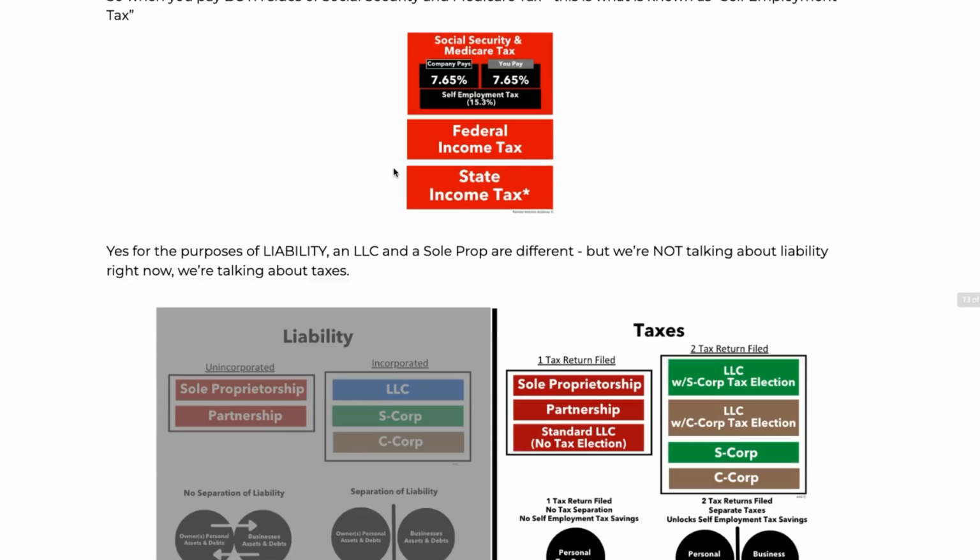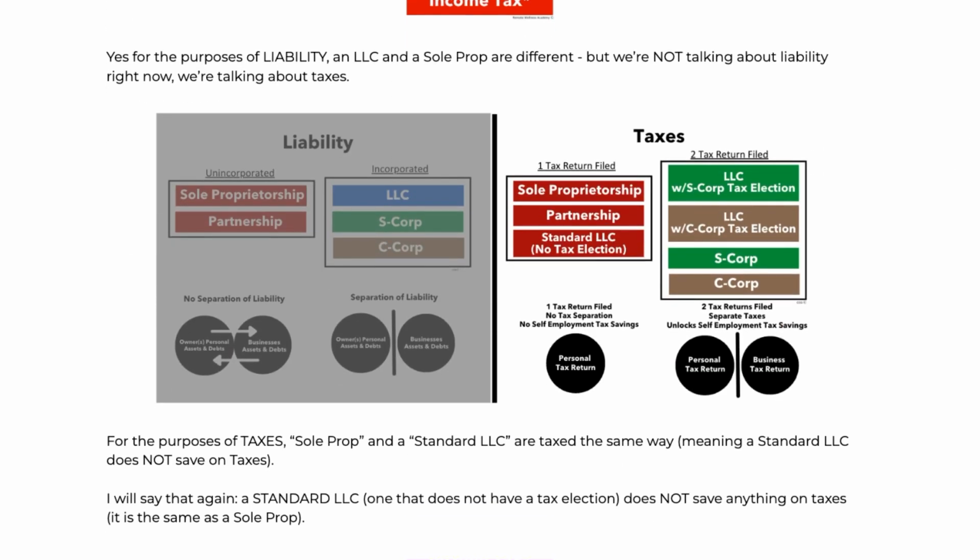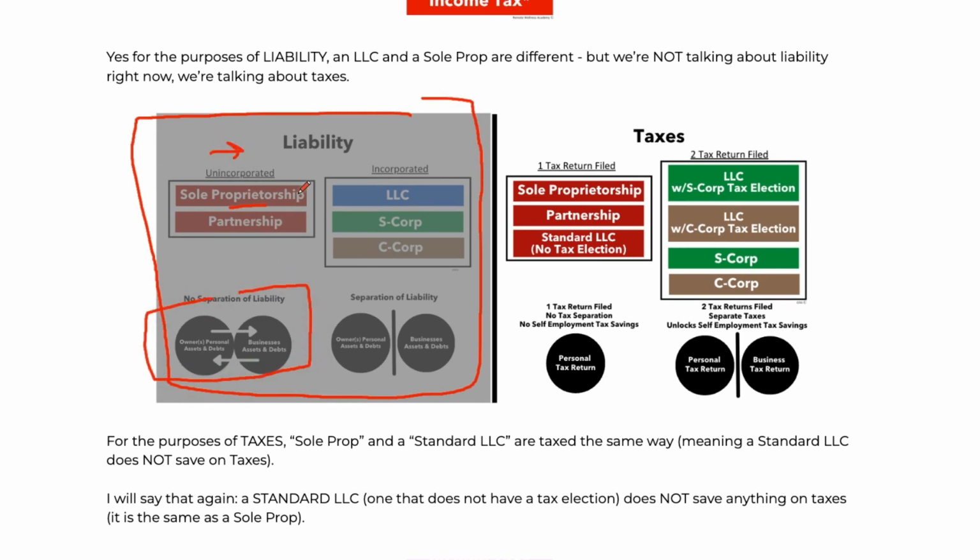And so, yes, for the purposes of liability, right, this side of the equation here, yeah, sure, an LLC is different than a sole prop, right? Because a sole prop isn't a corporation. Sole prop screws you over because you don't get that separation in liability, right? So for the purpose of liability, yes, an LLC is different. But for the purposes of taxes, a standard LLC is no different from a sole prop. Okay, this is very important to understand. This means that a standard LLC in which you do not have a tax election, in which you did not file that form with the IRS, does not save you on self-employment tax.